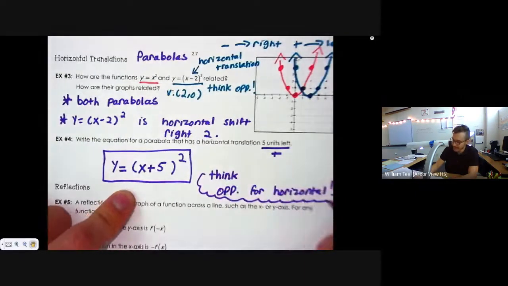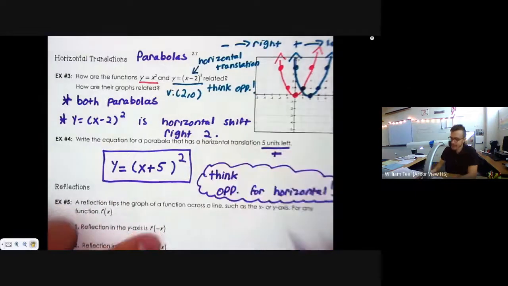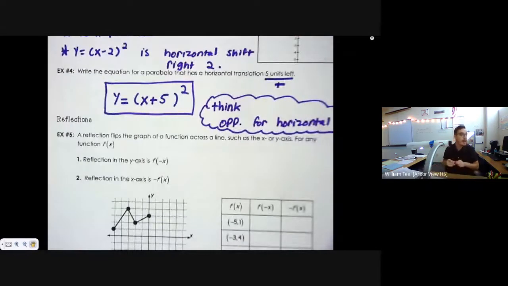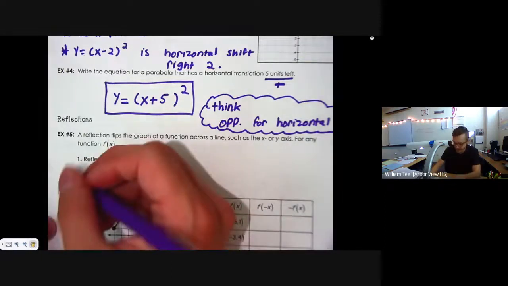All right, let's go ahead and move to the next part of the lesson. The next part of the lesson, we are talking all about reflection. So let's look at example number 5. A reflection flips the graph of a function across a line, such as the x or y axis. For any function f of x, here are a couple of rules that I want you to follow.